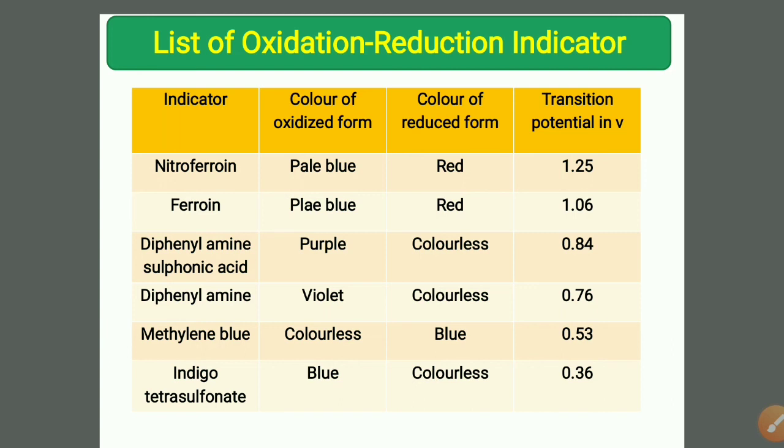Diphenylamine has a violet color in the oxidized form and is colorless in the reduced form. Its transition potential is 0.76. Methylene blue is colorless in the oxidized form, while in the reduced form it is blue in color, and the potential is 0.53 volt. Finally, we have taken the indigo tetrasulfonate indicator, which is colorless in the reduced form and blue in the oxidized form, and its transition potential is found to be 0.36 volt.